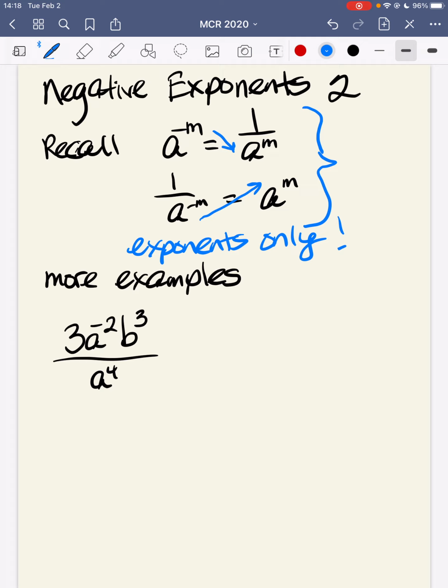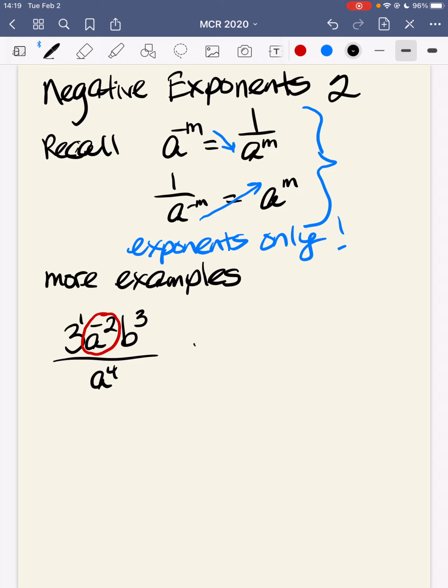All right. So our first example here, remember we're only looking for negative exponents. So in this case, the only variable or number with a negative exponent is right here. Everything else is a positive exponent. 3 has a positive 1, b has a positive 3, and the a in the denominator is positive.